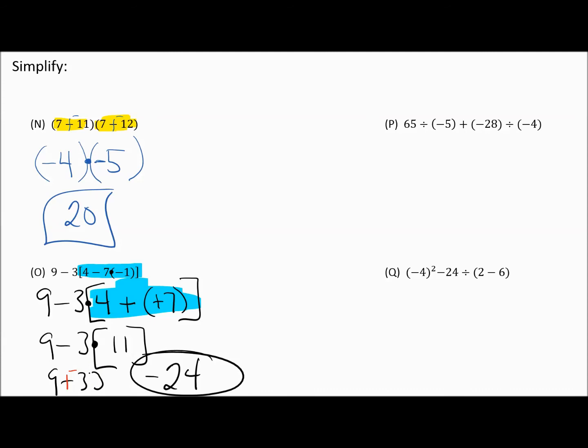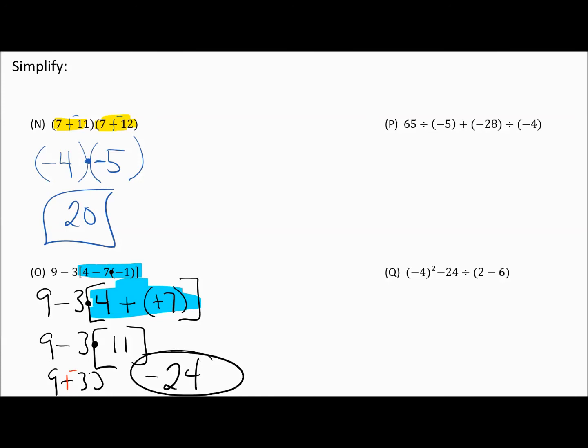If you missed that one, check on your 9 minus 3. Make sure you didn't say that was 6 at any point because that's not right. And that's because you did not perform order of operations correctly. If you got that right, awesome. You're doing great. If you didn't, just make sure you understand why and we're ready to move on.